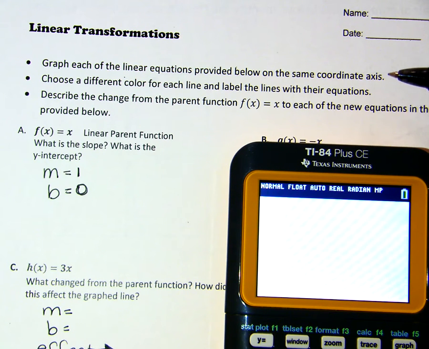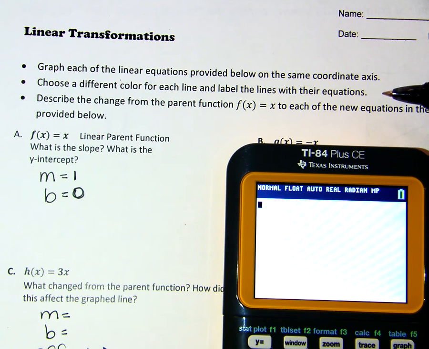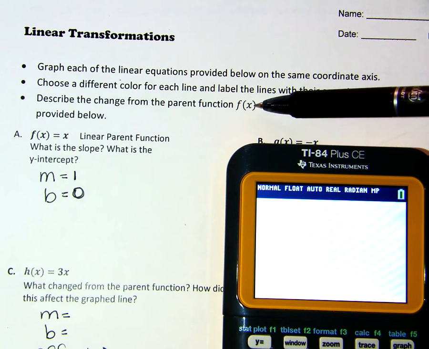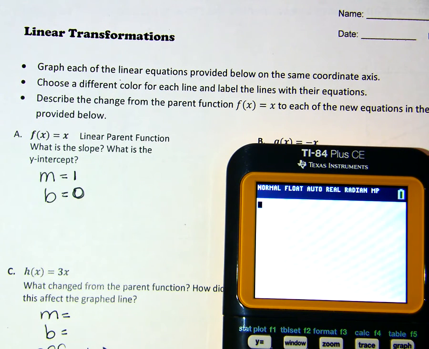You were to graph each of the 8 equations on the front of this worksheet on the same set of coordinate axes, using a different color for each line and labeling each line with its equation, and then describe the changes from the parent function. This video will focus on the changes to the parent function.